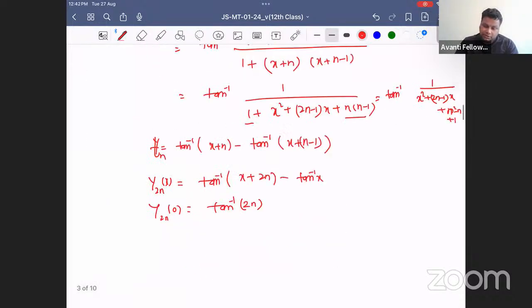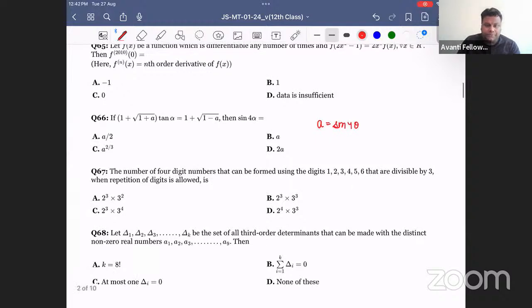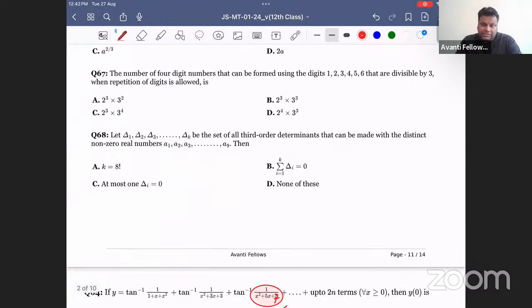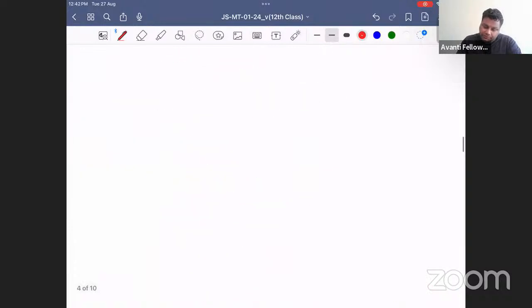Yes. Got it. Now, question 66: if you see 1 plus under root of 1 plus 8 and alpha is 1 plus under root of 1 minus a, then sine 4 alpha. See, you do one substitution. You replace a by sine 4 theta. You will get whatever you want. All right. Now, 67 and 68 are quite easy. You can do them on your own.